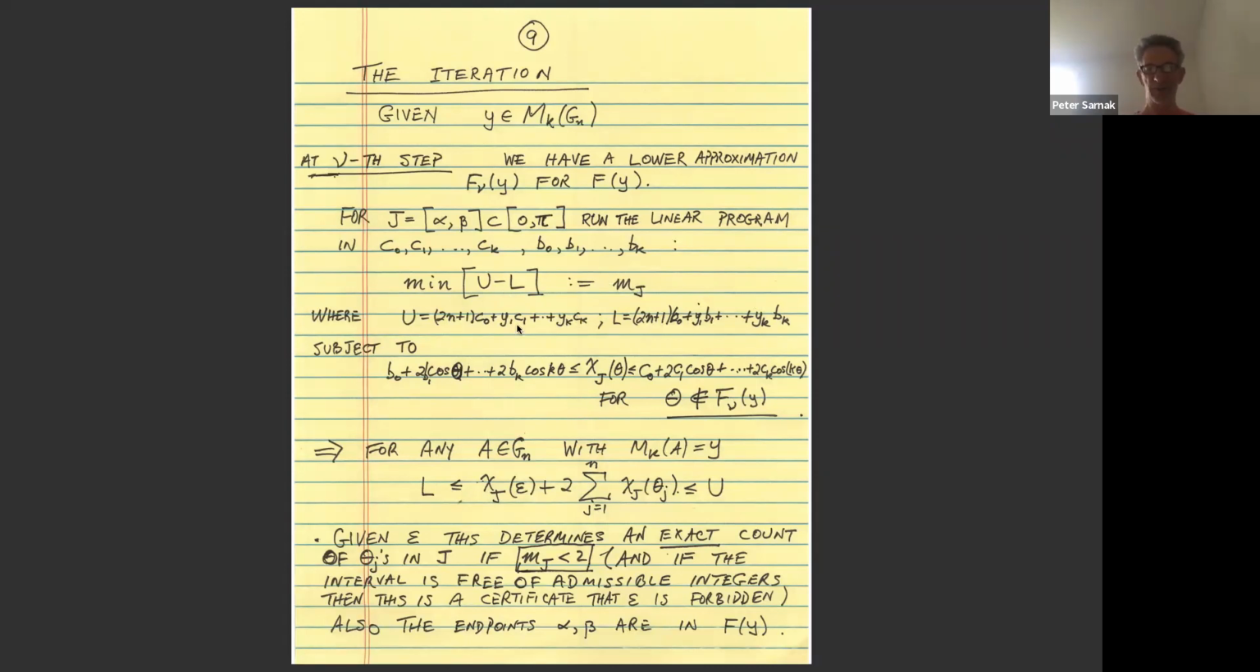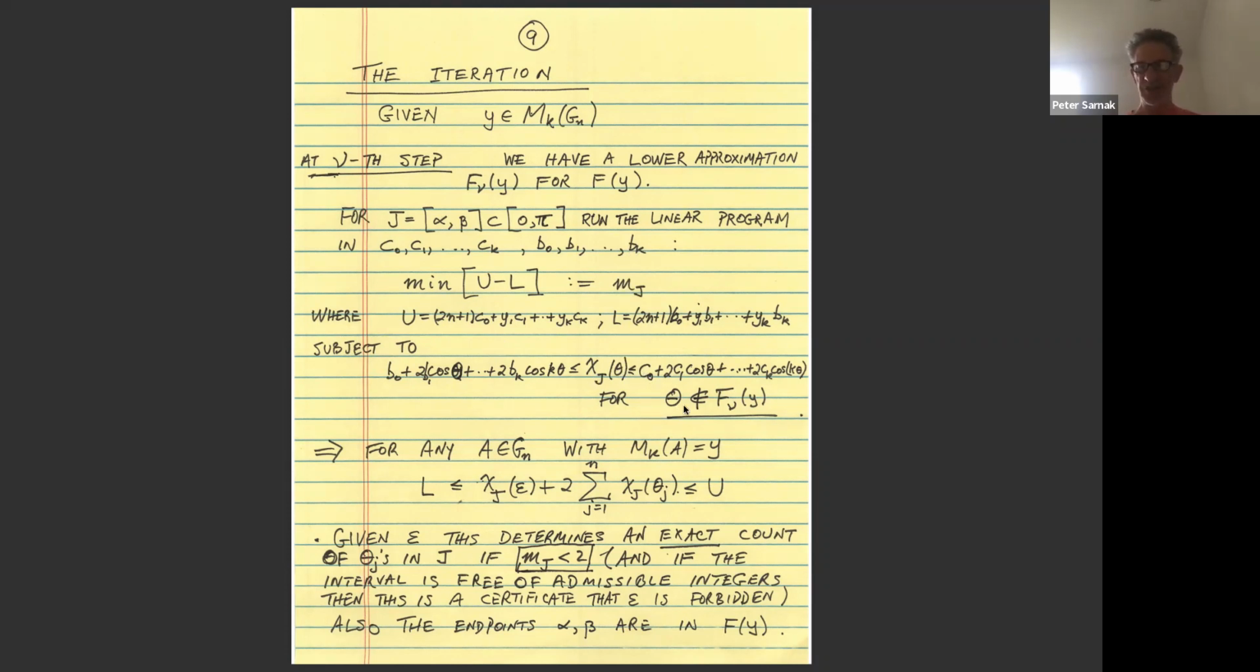The minimum that we get when we run a linear program we'll call m sub j, depends on the interval j. And the constraints for the linear program are that if I form this polynomial that you'll recognize from the points b, and this polynomial in cosine theta from the points c, then the characteristic function of j should lie between them. So this would be a lower bound for the characteristic function. This is an upper bound. So this is a linear program.